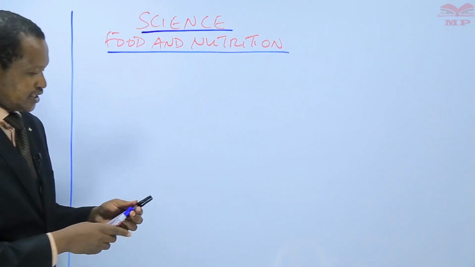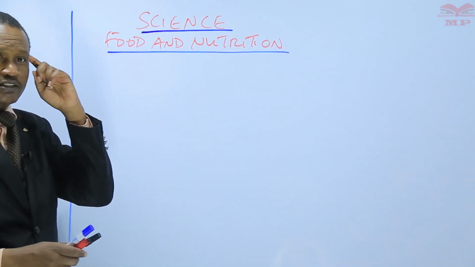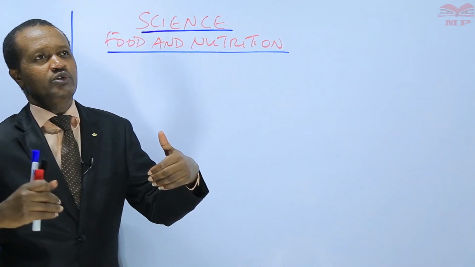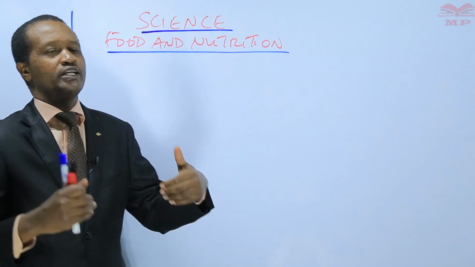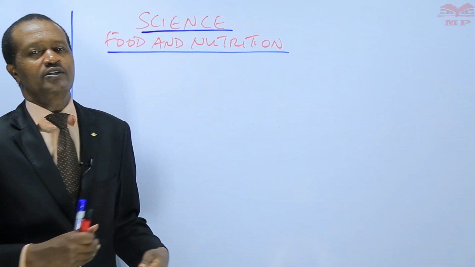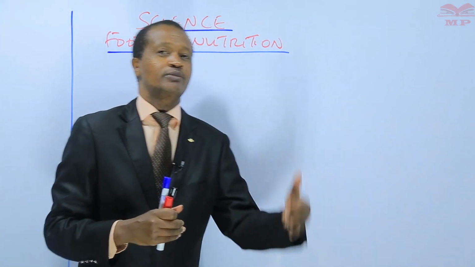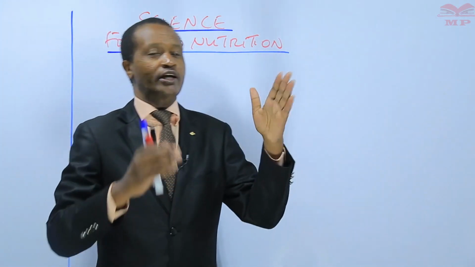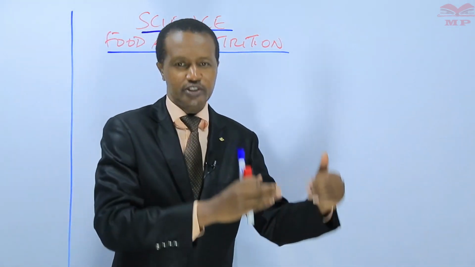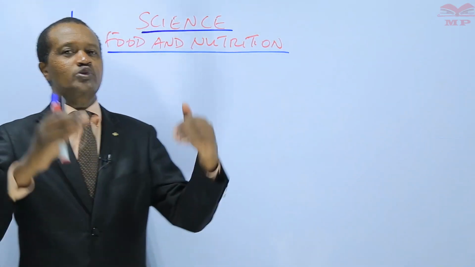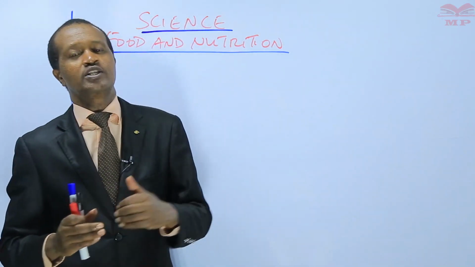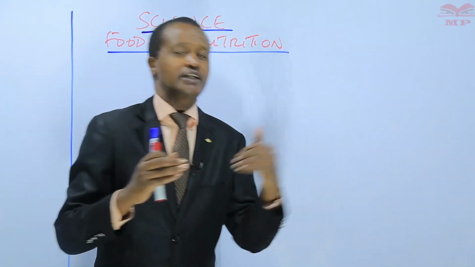Now, learners, in your previous classes, you learned about food nutrients. You also studied the components of a balanced diet. You learned what constitutes a balanced diet. For you to have a balanced diet, what kind of food are you supposed to eat? That's what we learned in our previous classes.